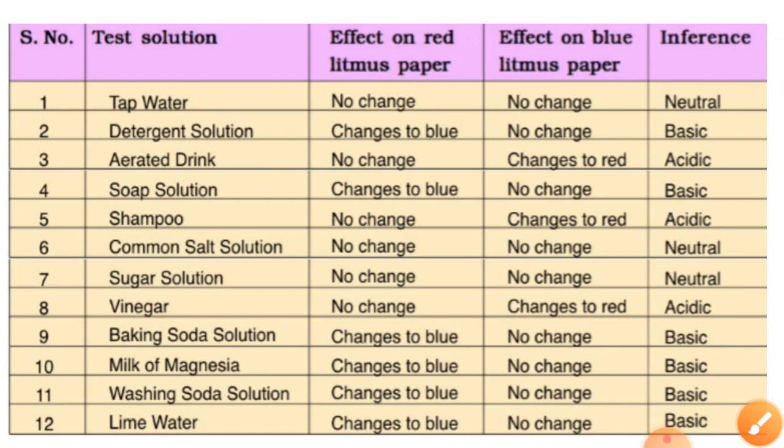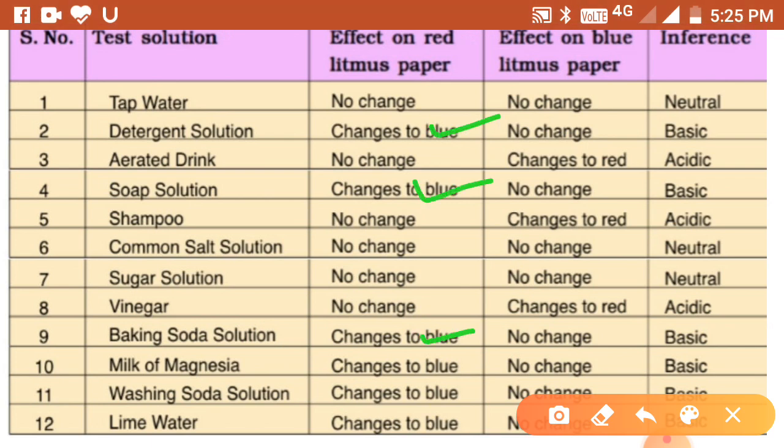when the red litmus paper changes into blue, that means these substances are basic. When the blue litmus paper changes into red, that means they are acidic. And those substances that are neither acidic nor basic are called neutral, like tap water, common salt solution and sugar solution.